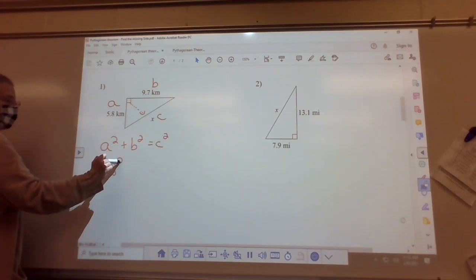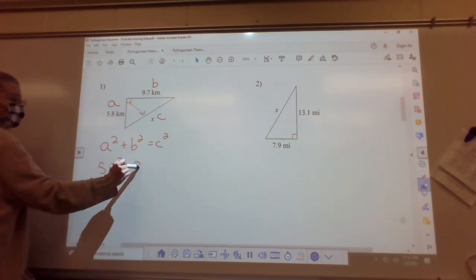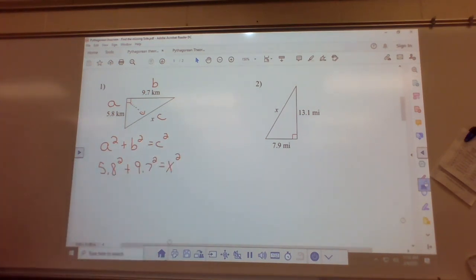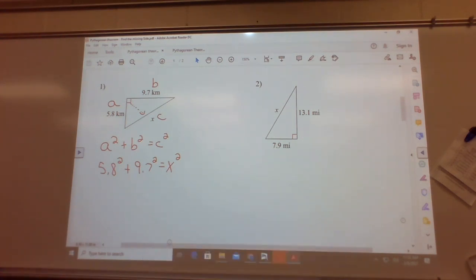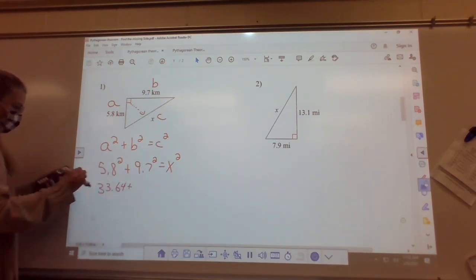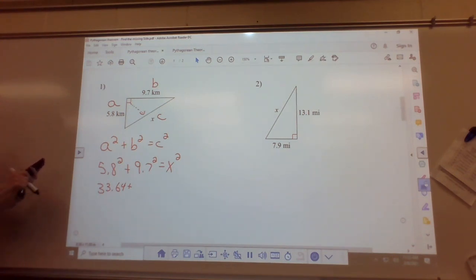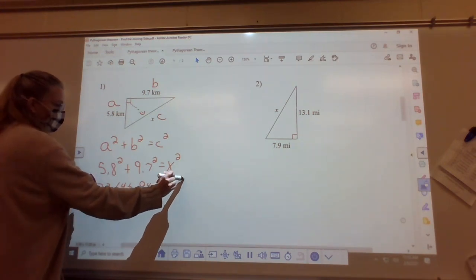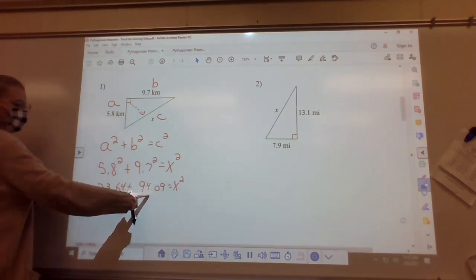So 5.8 squared plus 9.7 squared equals x squared. There's my equation. This isn't very hard, though it might be hard for some people. So 5.8 squared is 33.64, plus 9.7 squared, 94.09, equals x squared. Add these two numbers together.